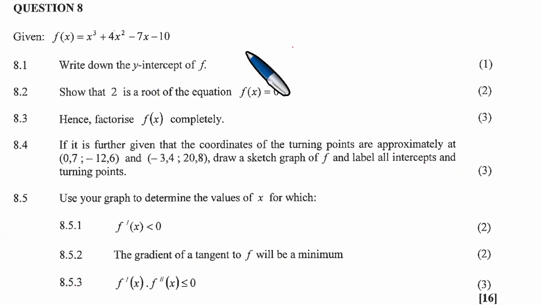In the same year, at the same time, in June 2023, they asked this question. Given f of x equals x cubed plus 4x squared minus 7x minus 10, write down the y-intercept of f. Show that 2 is the root of the equation, etc. I decided to break the question down into a couple of pieces for us to digest.